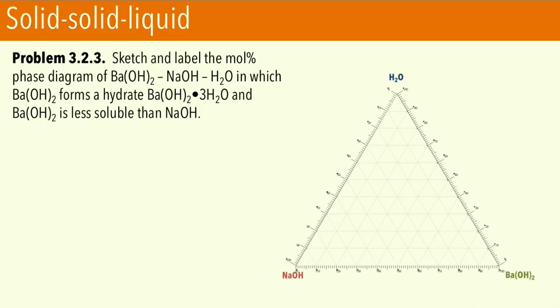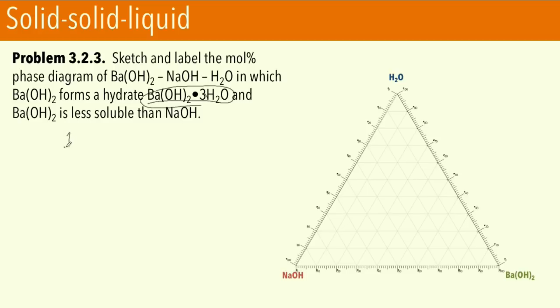Let's very quickly sketch and label the mole percent phase diagram of our barium hydroxide, sodium hydroxide, water phase diagram. Based on this, we know that barium hydroxide forms a hydrate with water, and we also know that barium hydroxide is less soluble than sodium hydroxide. So before we start, let's figure out where we could draw our hydrate. In our ternary phase diagram, we have our barium hydroxide on this part. Let's look for the mole percent at which we could indicate this compound.